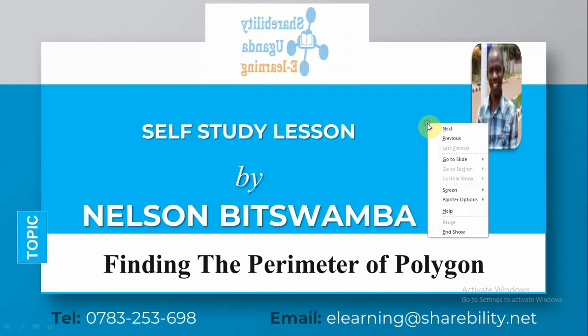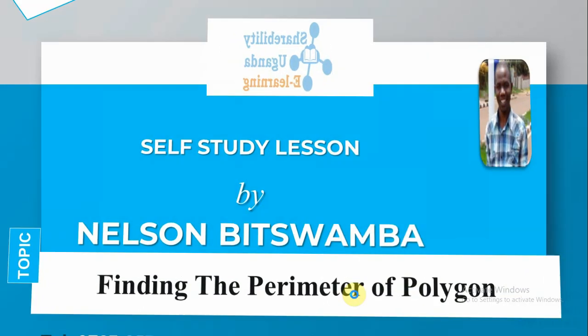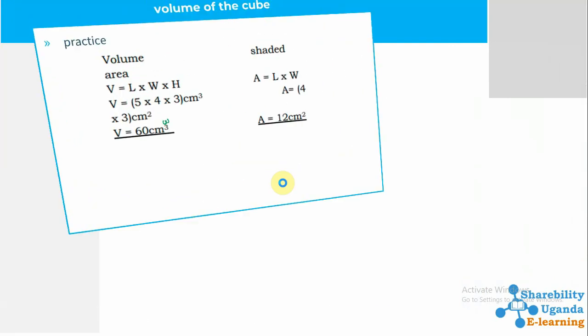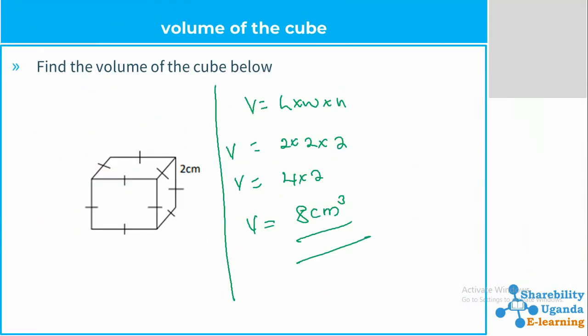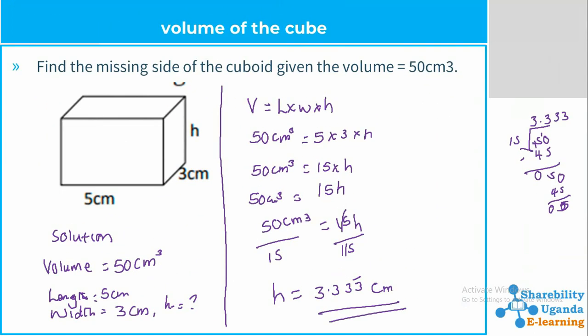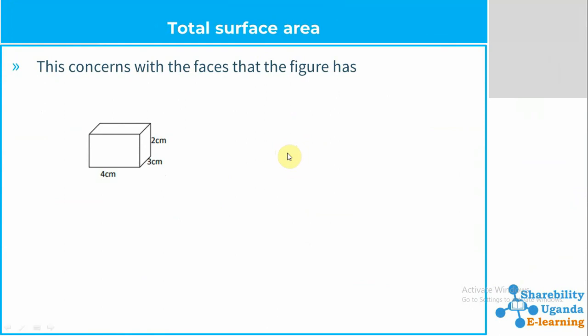In this lesson we want to look at more about the volume of cuboids. Remember, we were able to calculate some of these numbers. We were able to find out what volume is, getting the shaded part of the volume, or even when given the volume, to find the missing sides like here. So in today's lesson we want to look at what we call the total surface area.